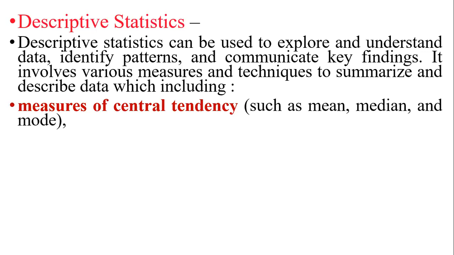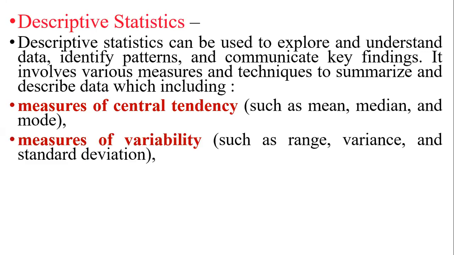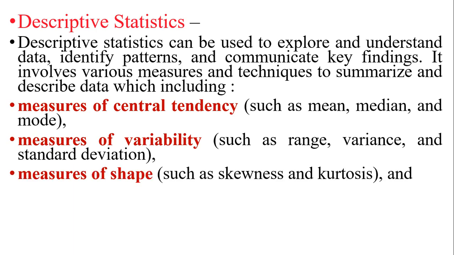Also, when we are dealing with descriptive statistics, we are looking at the measures of variability, which include the range, the variance, and the standard deviation. We also look at the measures of shape of the data we are handling. We are talking about the skewness and the kurtosis of the data. The peakedness or the flatness of the data is what we call kurtosis.